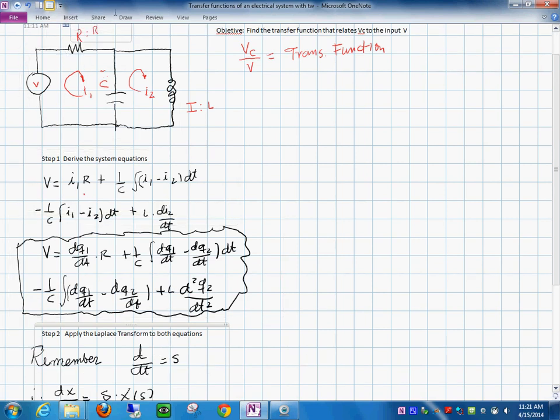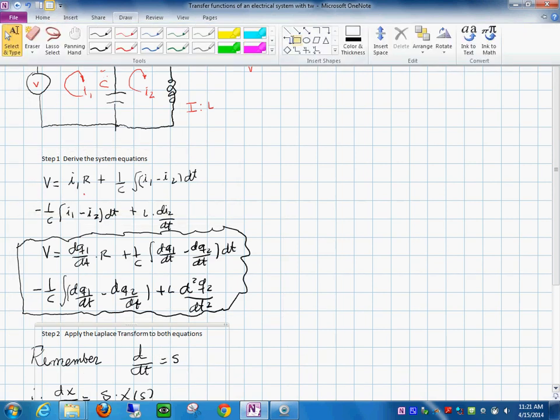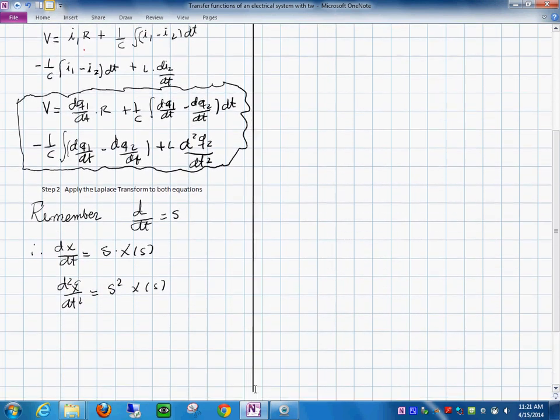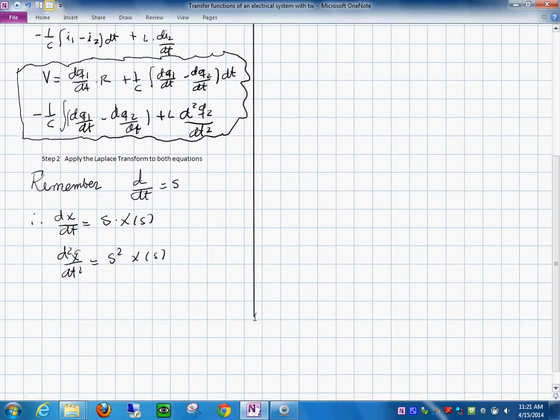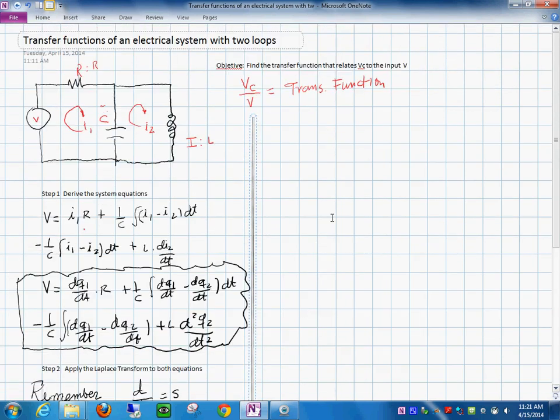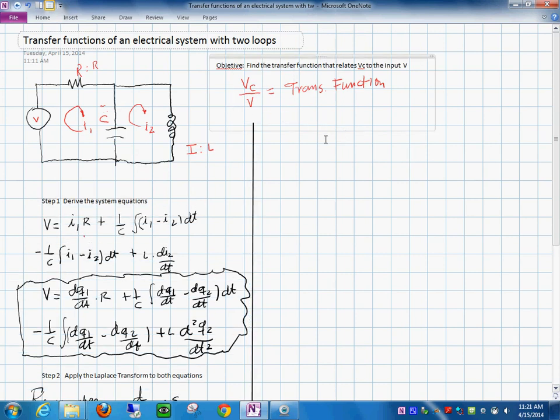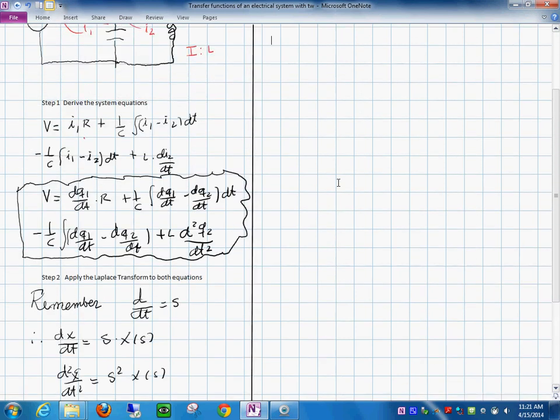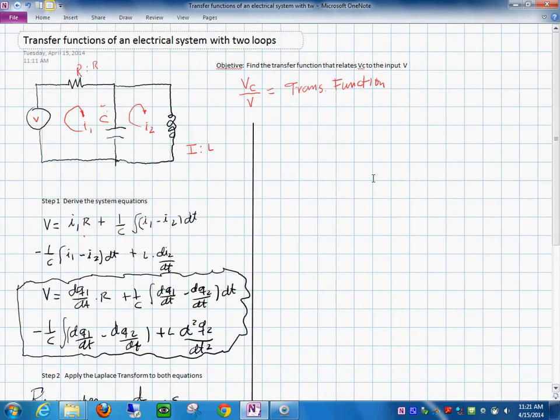It would be nice to put the step number 3 in here. Let me just put the line in here so we separate the notes and we don't confuse things. So right there. Very good. We have a space over here, so we're going to see step number 2, apply the Laplace transform.